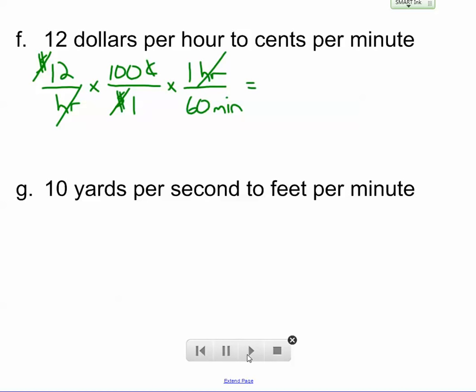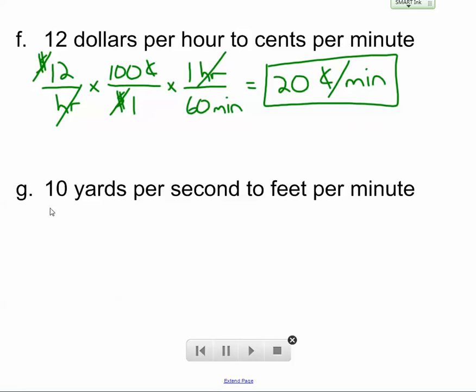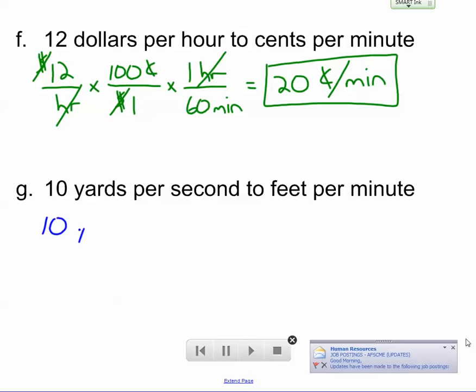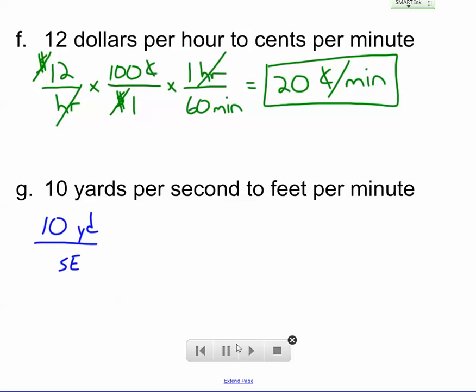That comes out to 20 cents per minute, I believe. Okay, next one we're going to do 10 yards per second. So let's start off by just writing that 10 yards per second. And we're going to convert that into feet per minute.